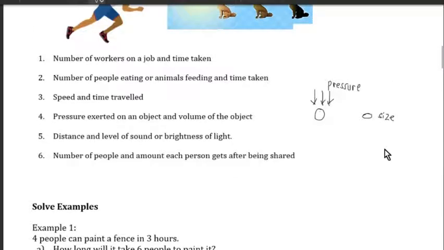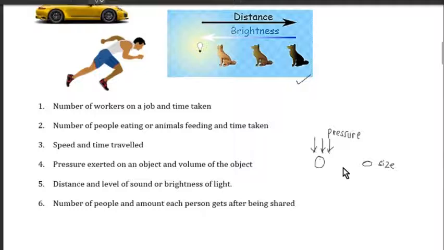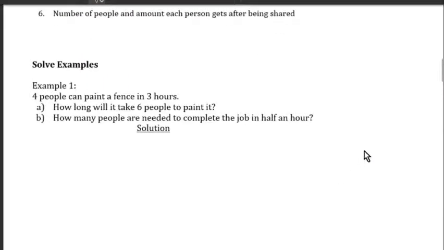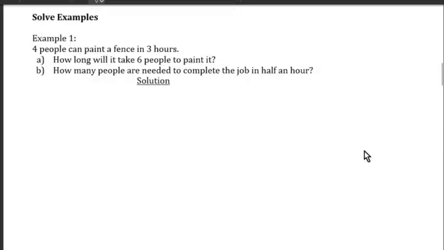Also, a number of people and an amount that each person gets after being shared. So if 5 people are sharing, let's say, 100 cedis, each person would get 20 cedis. But if we increase the number of people, let's say 10 people are sharing the 100 cedis, then the amount that each person gets is less while the number of people increases. So these are some typical examples of indirect or inverse proportion in real life. Let's solve some questions involving indirect proportion.